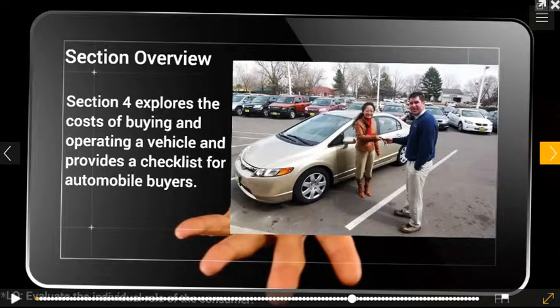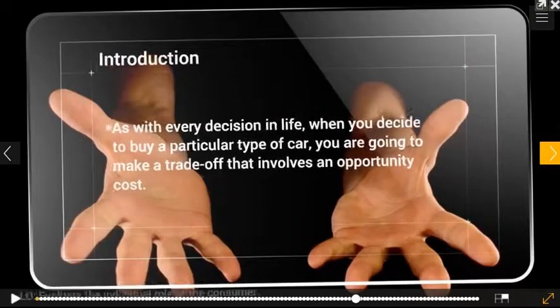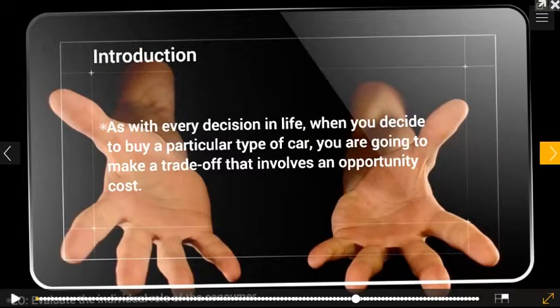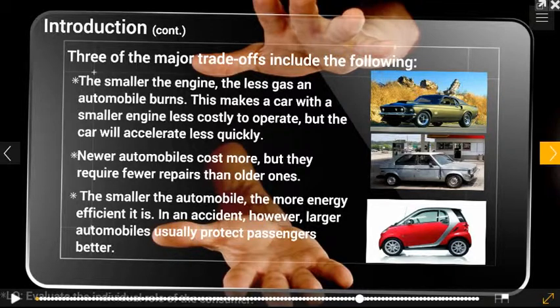Section 4 explores the cost of buying and operating a vehicle and provides a checklist for automobile buyers. As with every decision in life, when you decide to buy a particular type of car, you are going to make a trade-off that involves an opportunity cost. 3 of the major trade-offs include the following. The smaller the engine, the less gas an automobile burns. This makes a car with a smaller engine less costly to operate, but the car will accelerate less quickly.